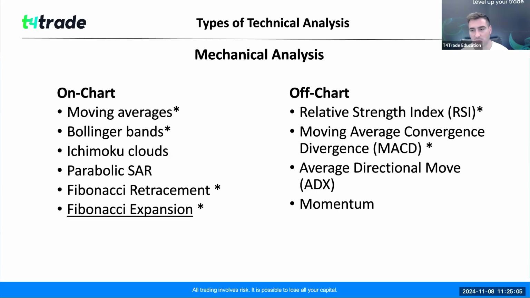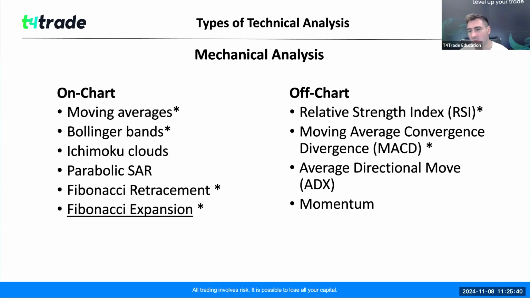So on-chart indicators are moving averages, Bollinger Bands, Ichimoku Cloud, Parabolic SAR, and Fibonacci extensions and retracements, which fall under the on-chart category because you are using technical indicators that give you information on top of the price action, whereas off-chart indicators such as RSI, MACD, ADX, momentum, and all that kind of stuff go on a separate window below the chart. Nonetheless, they are indicators as well, but they don't go on top of price action. I found that to be a very nice distinction between indicators in order for you to remember them.